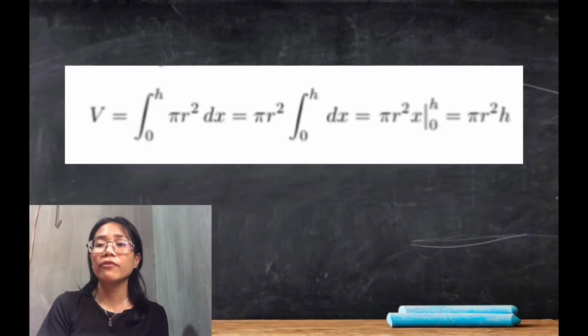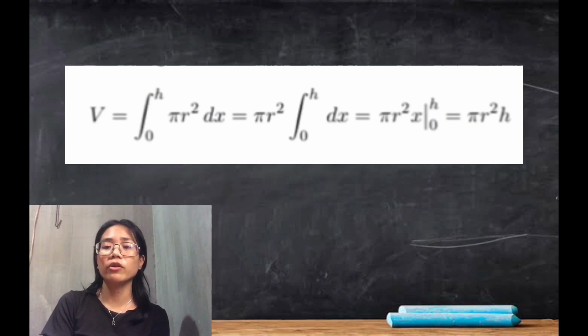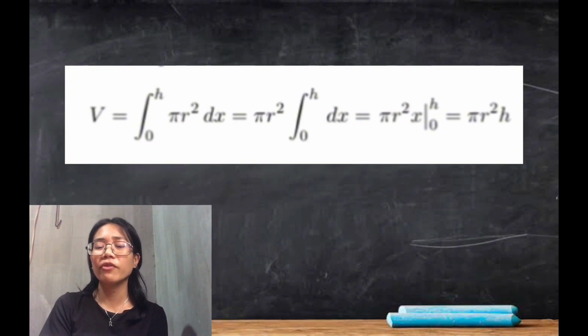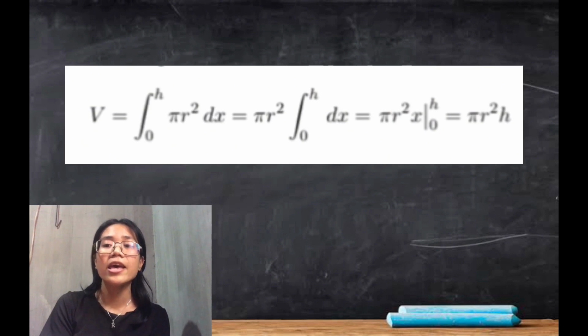Here is the integral for the volume. V = ∫ from 0 to h of πr² dx = πr² ∫ from 0 to h of dx = πr² x evaluated from 0 to h = πr²h. So we get the expected formula.